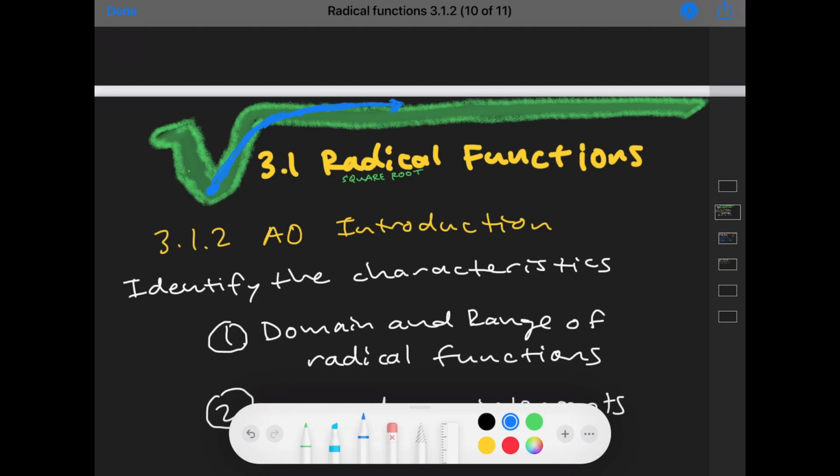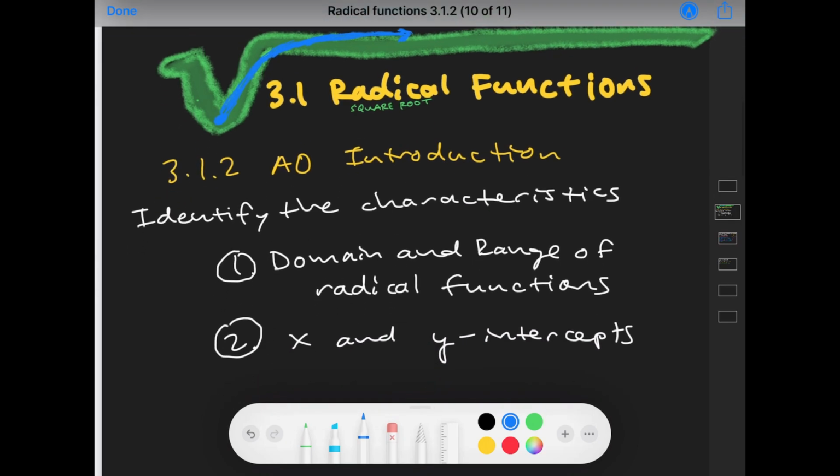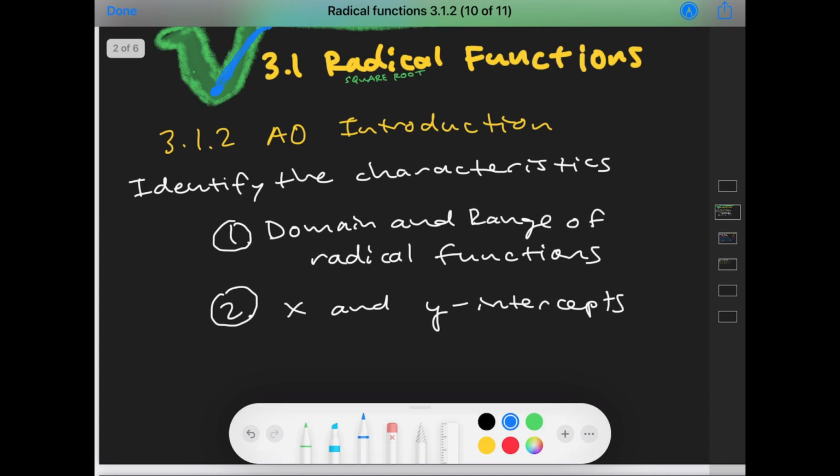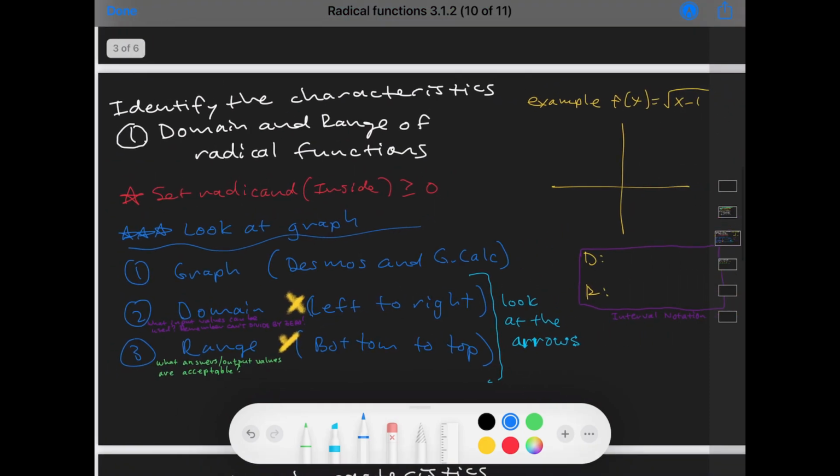So 3.12 A0 introduction, we need to do two things. Identify the characteristics by the domain and range of the radical function, and number two, x and y intercepts. So let me do a quick introduction for each of those and we'll do an example.